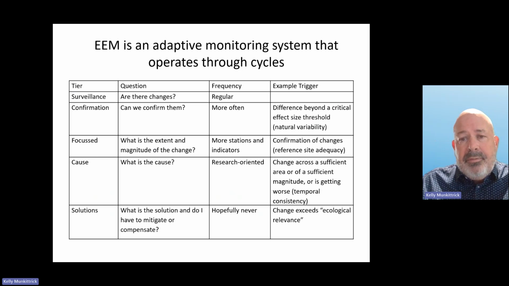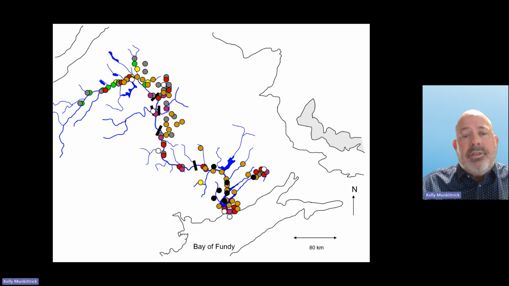So EEM is an adaptive monitoring system that operates through cycles. Surveillance: are there changes? If my difference is beyond a critical effect size threshold, I go to confirmation. If I confirm them and it's beyond the critical effect size, I go to focused monitoring. If the change is across a sufficient area or of a sufficient magnitude or is getting worse, I go to investigation of cause. And so it's a tiered and triggered adaptive monitoring system.